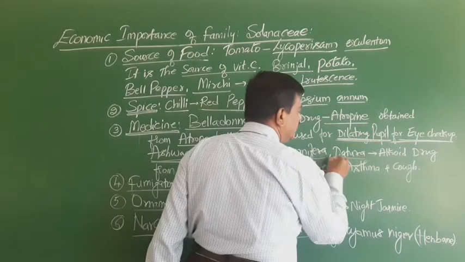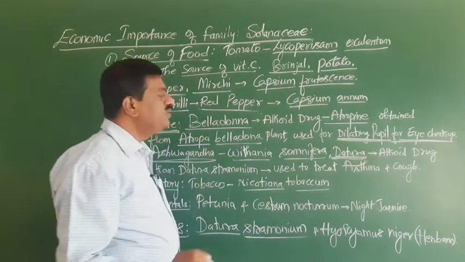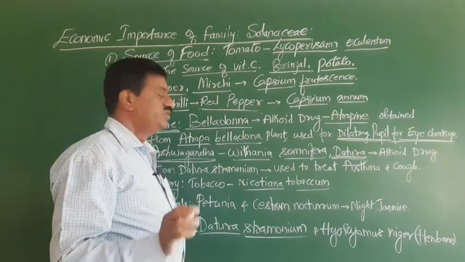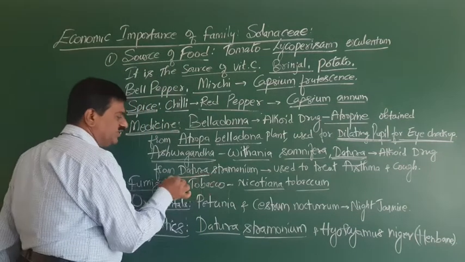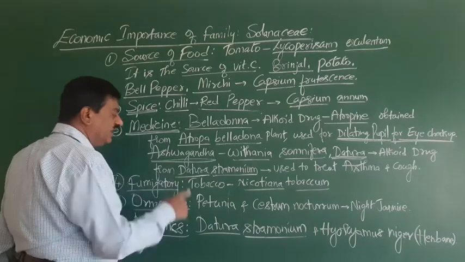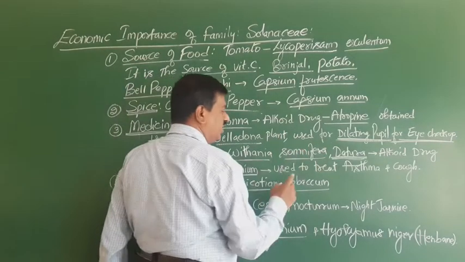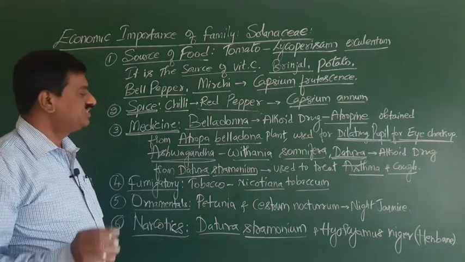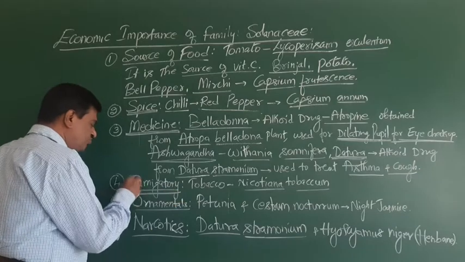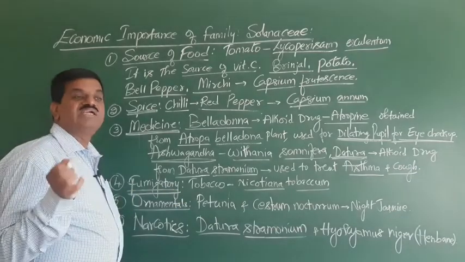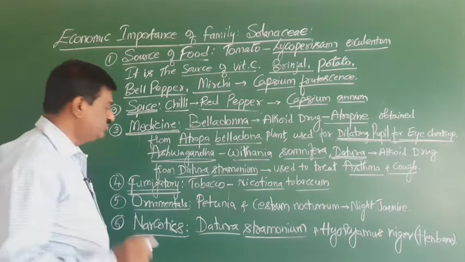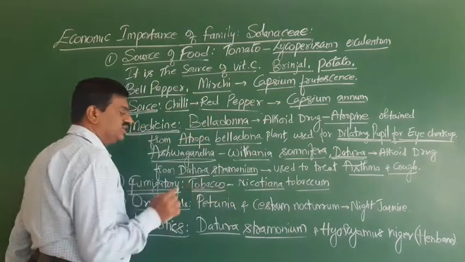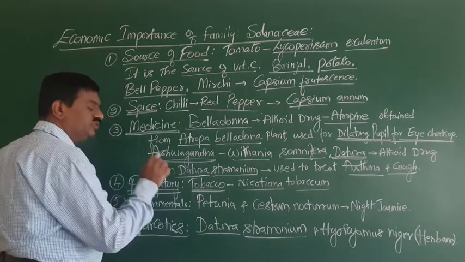The next one is Datura. Datura stramonium. Again, it produces an alkaloid. This alkaloid is extracted from a plant called Datura stramonium. And this drug, or this alkaloid, is used in treating asthma and cough. For asthma and cough, this drug can be used. Next one is fumigatory. Fumigatories are nothing but things used in smoking. One is tobacco, Nicotiana tabacum. This is the botanical name of tobacco, used for smoking.